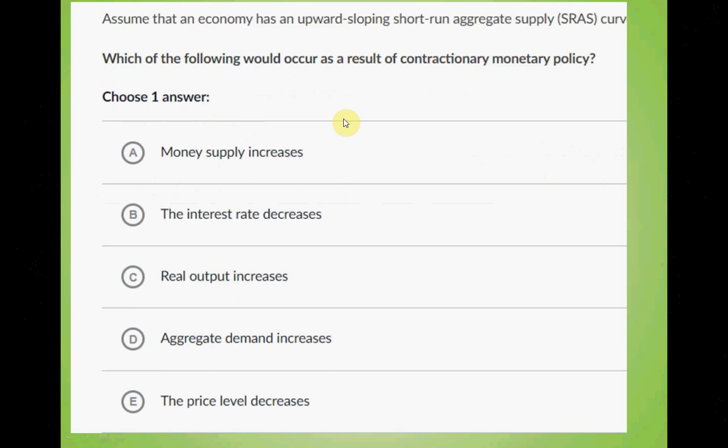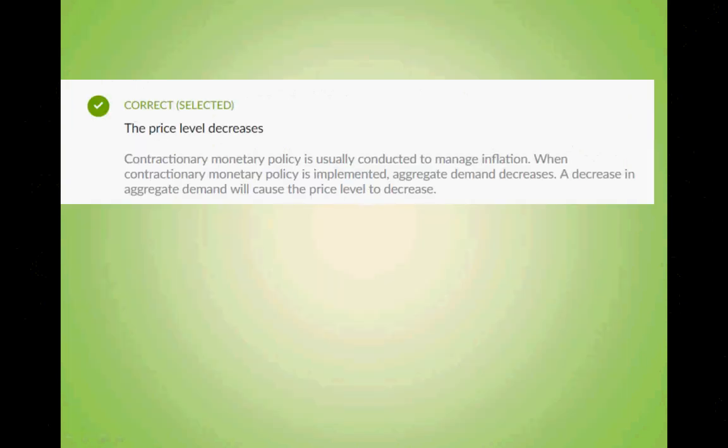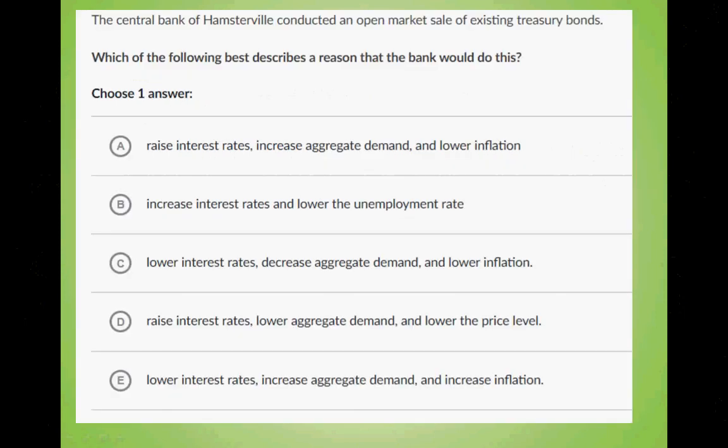Contractionary policy. Price level will decrease. All right, so we're trying to reduce the amount of inflation. We're trying to counteract an inflationary economy. Inflationary economy is where the price level is increasing. Contractionary policy will hopefully decrease that. Once again, go back through that chart and review all that stuff.